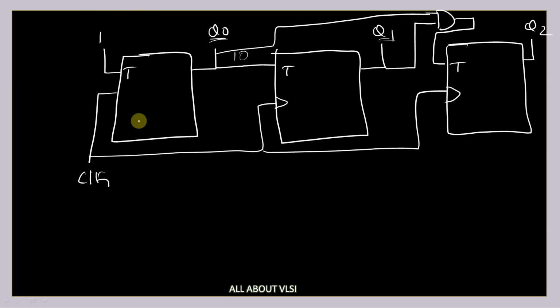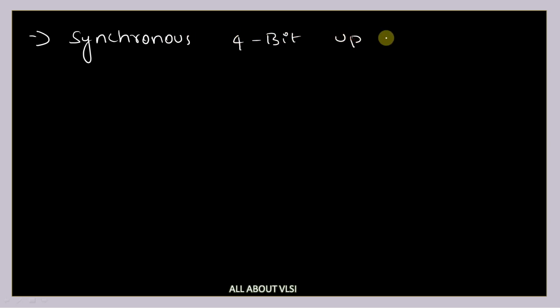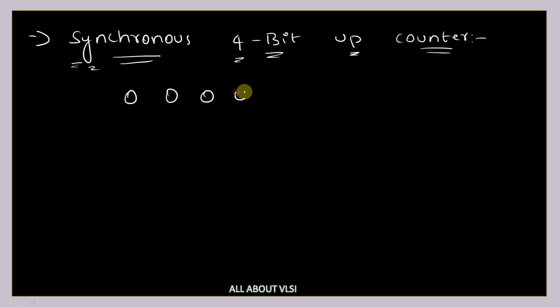And if I want to draw a 4-bit synchronous up counter, then what I can do, I will just write down the syntax. I want to draw a synchronous 4-bit up counter. Then how to draw this 4-bit synchronous up counter? Same process. So I will draw the 4 bits 0, 0, 0, 0. This is my Q3, Q2, Q1 and Q0.